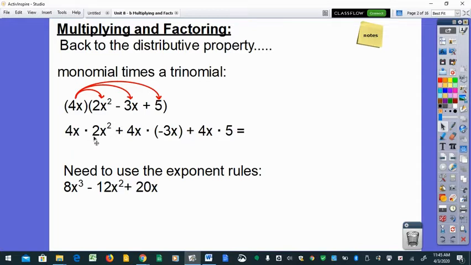So we would have 8, and this is x to the first times x to the second, which would give us x to the third. We're going to take the 4x times the negative 3x. 4 times negative 3 is negative 12, so I'm going to write that as minus 12. And x to the first times x to the first would be x to the second. And finally, don't forget the 4x times the 5. 4 times 5 is 20, and the x comes along for a ride. And you'll notice right here we have it in standard form, in that the exponents are going down in their level of degree. So that is how we're going to start, just basically doing the distributive property.